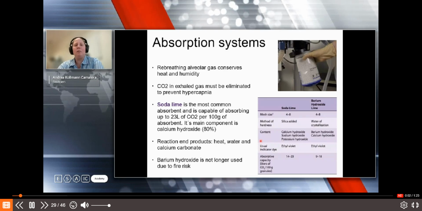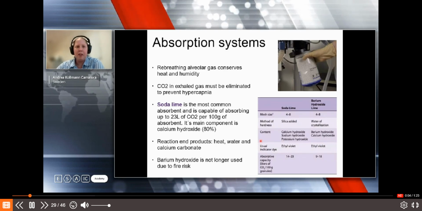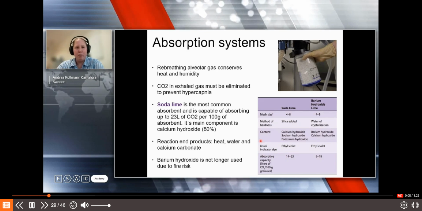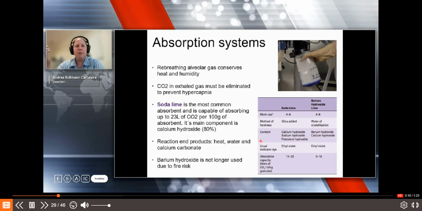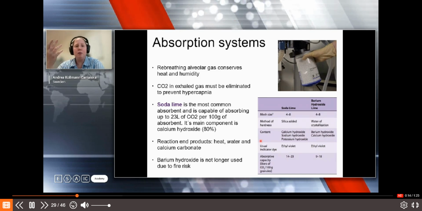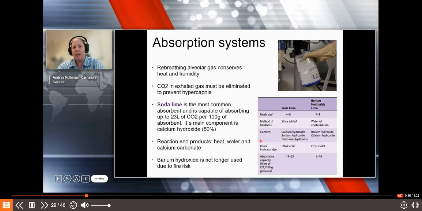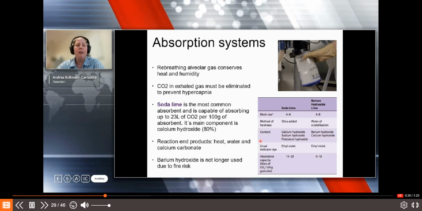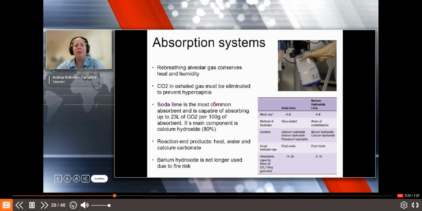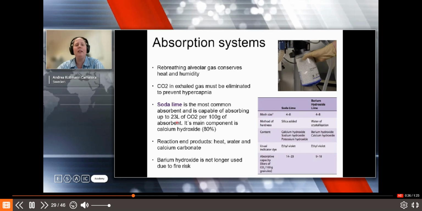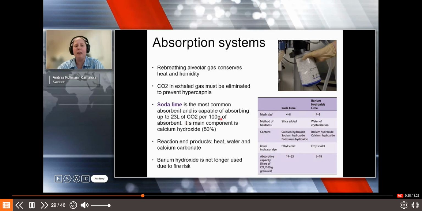And we're going to talk about absorption systems. So the fact that we take advantage of rebreathing, the purpose is to conserve heat and humidity. The CO2 is exhaled and must be eliminated to prevent hypercapnia. So soda lime is the most common absorbent. How much can it absorb? 23 liters of CO2 per 100 grams.